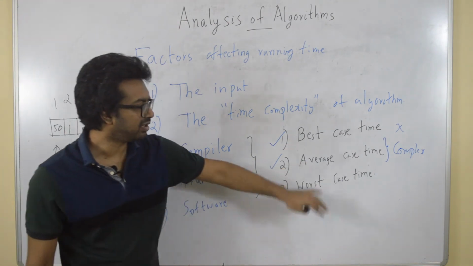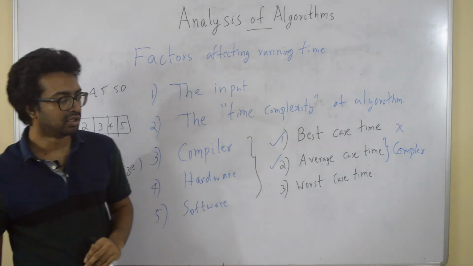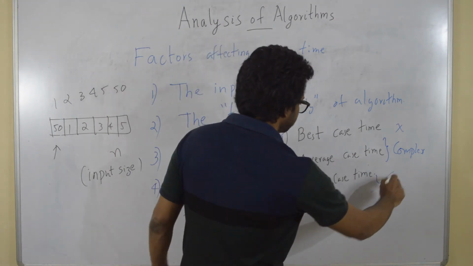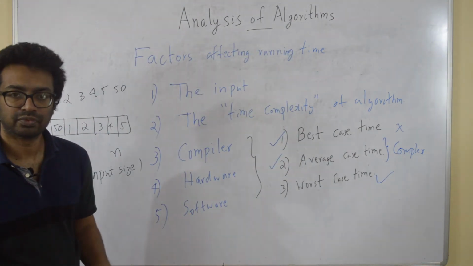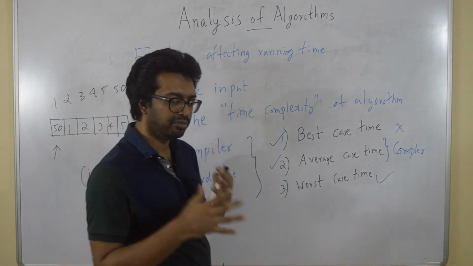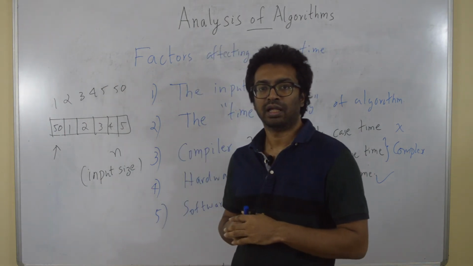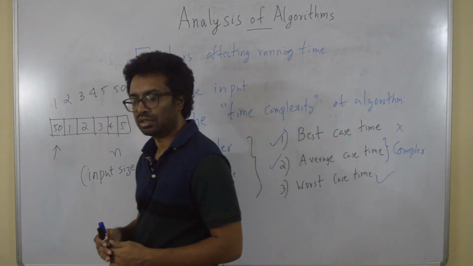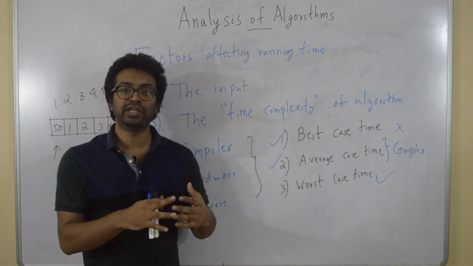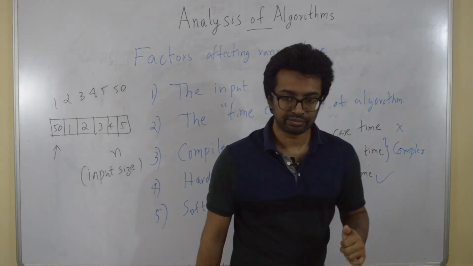So an average case time is something you would be fine with, but it's too complex to analyze. So as a compromise, we will always work with the worst case time. So what is worst case time? For a particular input, the algorithm might be taking a long time, and what is that time? Finding out the worst case and analyzing its time is what is usually done.